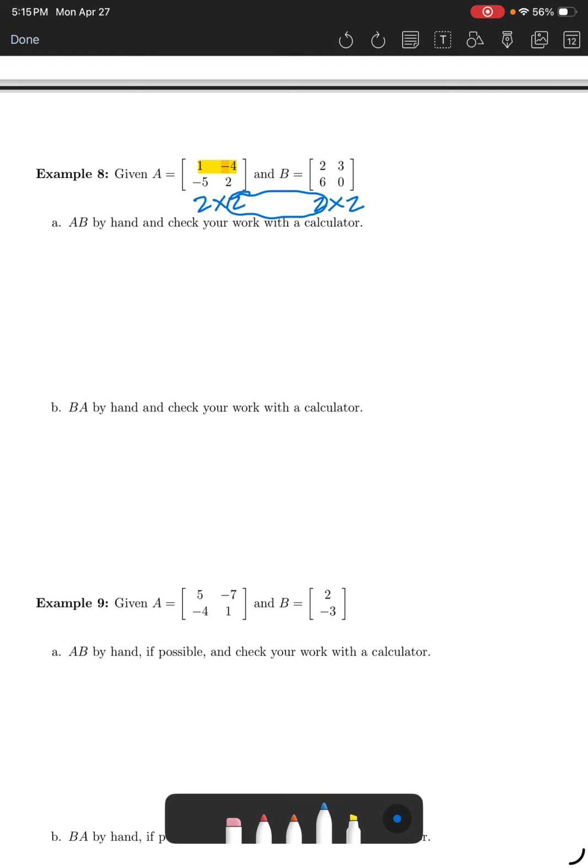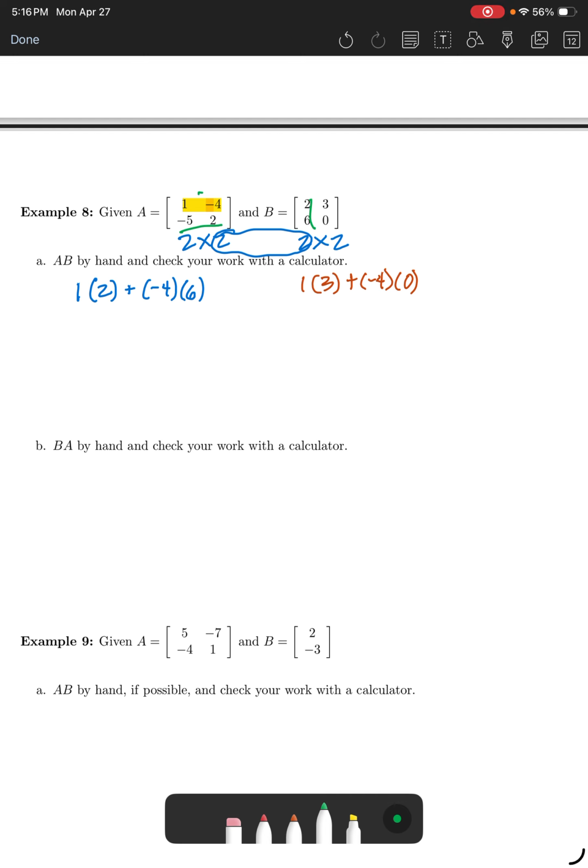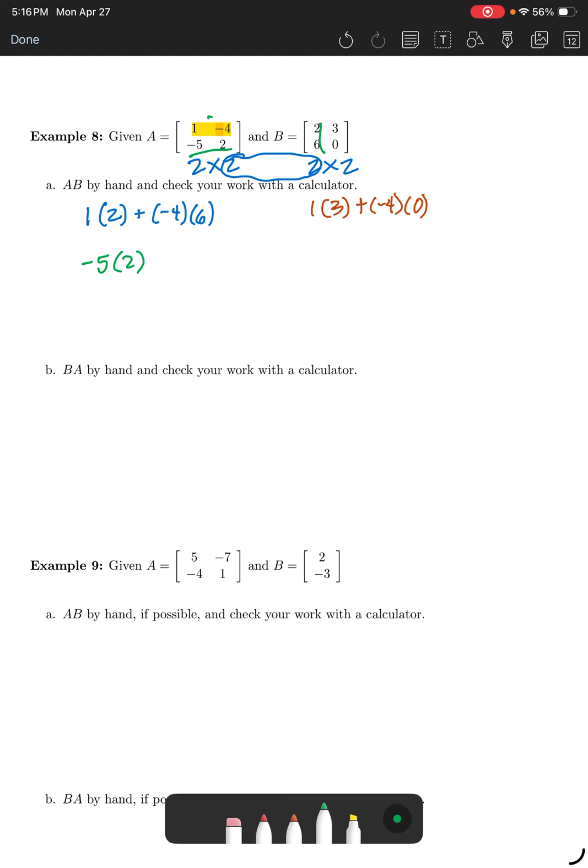So 1 times 2 plus a negative 4 times 6, first row times first column, and then first row times second column, 1 times 3 plus a negative 4 times 0, then second row times first column, negative 5 times 2 plus 2 times 6, and lastly, second row times second column, negative 5 times 3 plus 2 times 0.